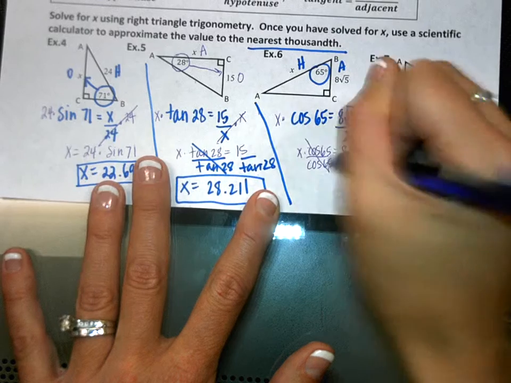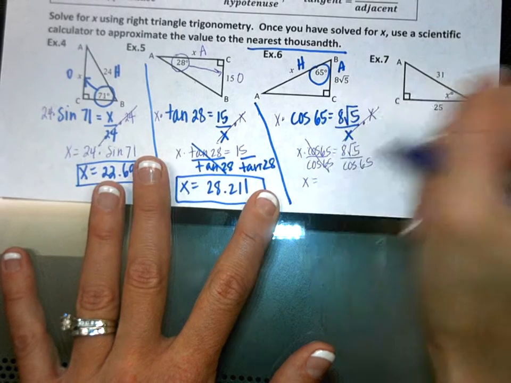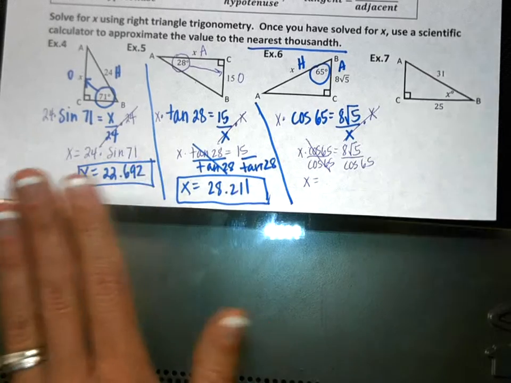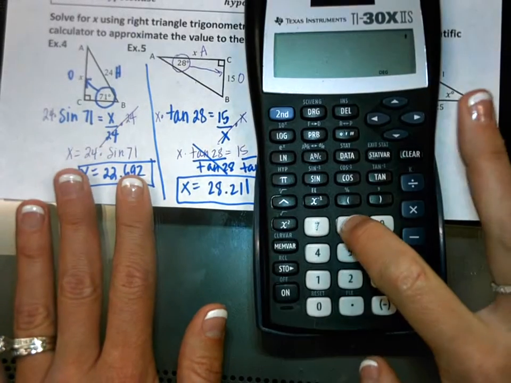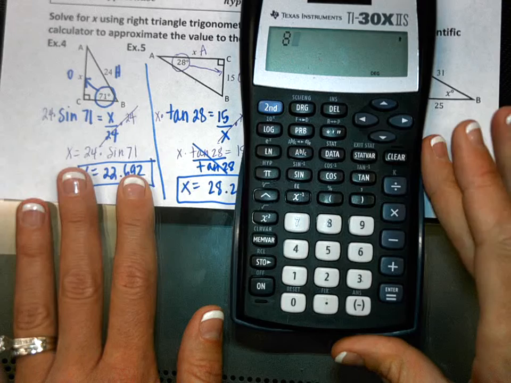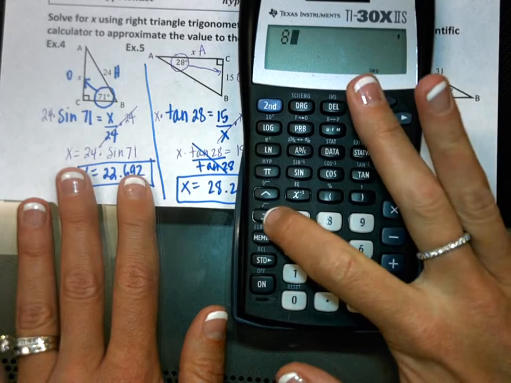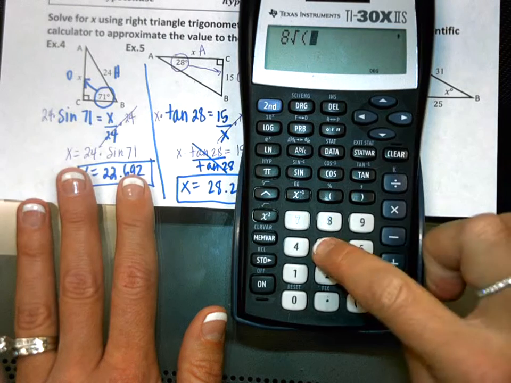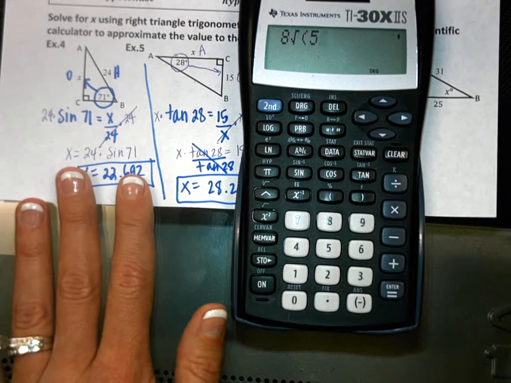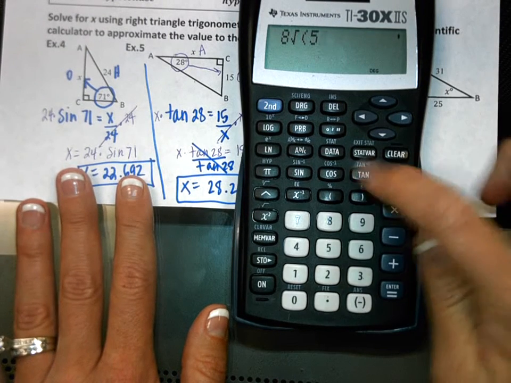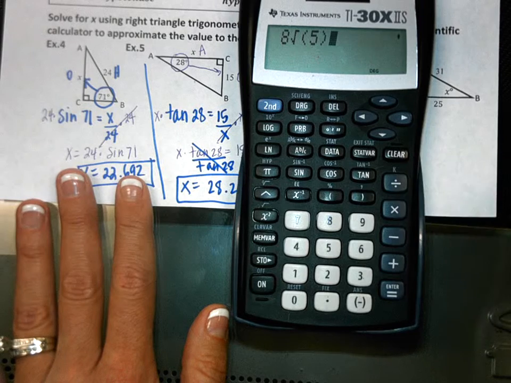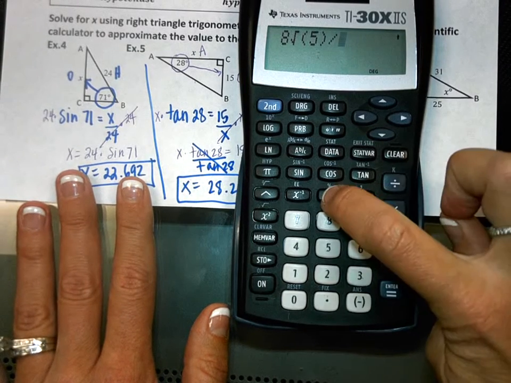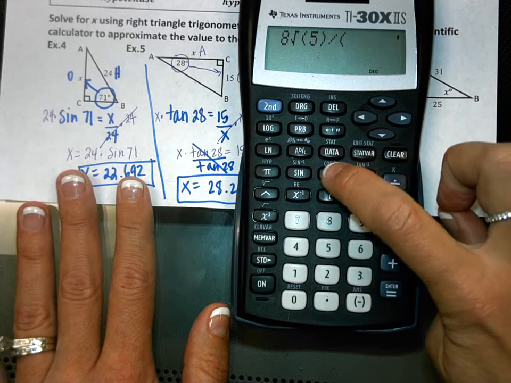So this cancels. So we end up getting x equals, and we're going to plug this into our calculator again. So this one even has a little bit more. So we're going to write 8. And then remember, you find the square root button is right above the x squared. So I'm going to go second square root of 5. And since that has a parenthesis there, I'm going to close that parenthesis. And then we're going to go divided by, and I'm going to make another parenthesis for my cosine, and we have cosine of 65.